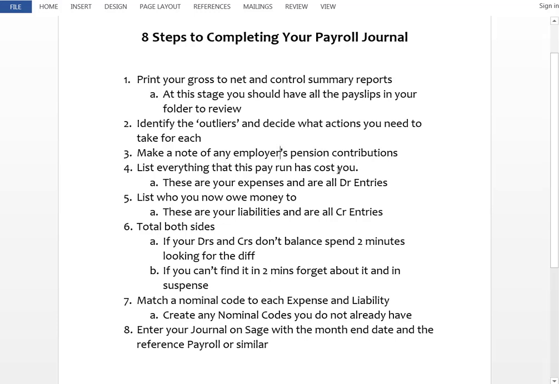List everything then that the payroll has cost you. They're all your expenses there on the debit side. List who you owe the money to, their liabilities, on the credit side, and total both. If they don't balance, look for 2 minutes at the outside for the difference. If you can't find it then, you're just going to put it into suspense. Okay. Match a nominal code to each of your expenses and liabilities. Create or edit any nominal codes you don't already have. Enter your journal, month and date, with the reference to payroll or similar.